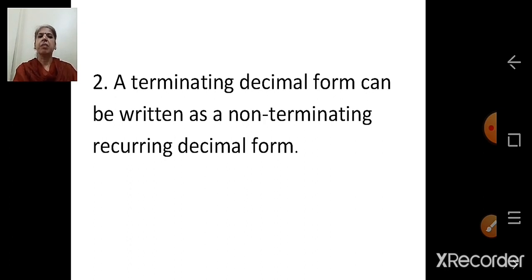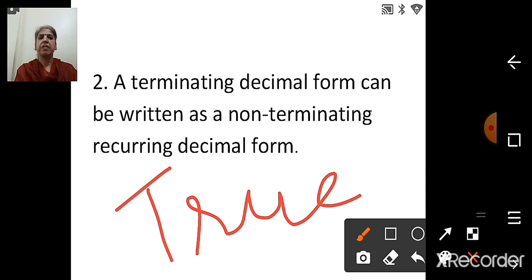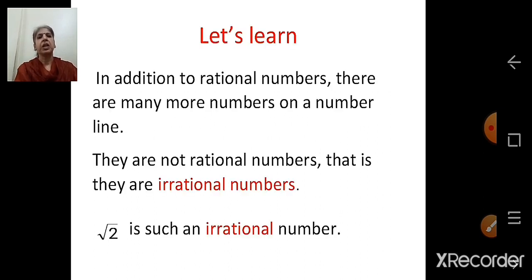Next one. A terminating decimal form can be written as a non-terminating recurring decimal form. Yes, what is the answer? Yes, the answer is true, and we have seen the example also. For example, if 3.5 is given, then at the second decimal place, third decimal place, we can go on adding 0. So 3.5 is also the same as 3.50, 3.5000. So we put a dot above the 0 to show it is recurring, right? So this sentence, that a terminating decimal form can be written as a non-terminating recurring decimal form, is true. Now let's learn.